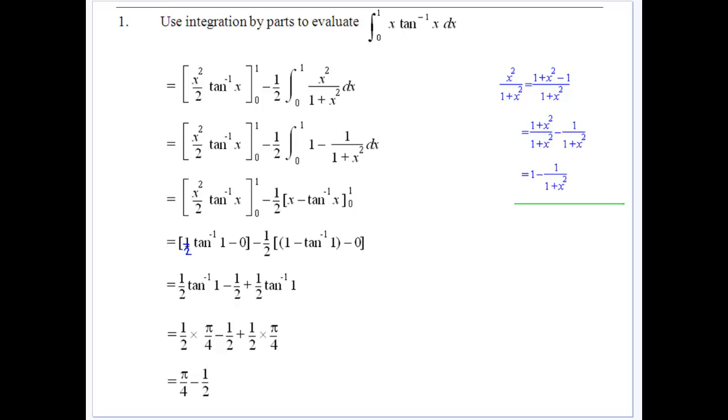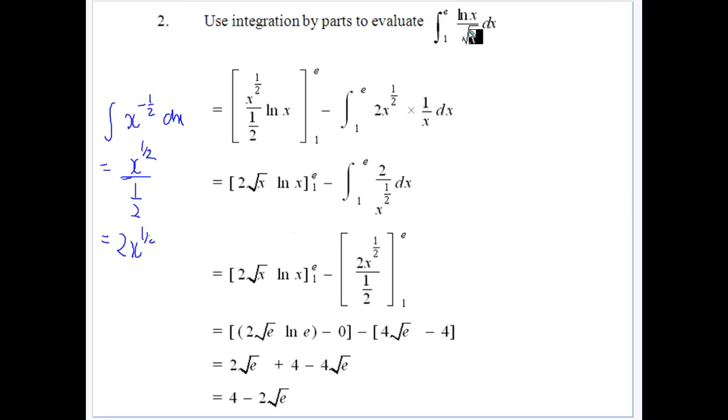This time with from 1 to e of natural log of x on the square root of x. So I've used, because I can't integrate natural log of x, I've used x to the power of minus a half as the function. So x to the power of minus a half, integrating that gives us the 2x to the power of a half, or 2 square root of x. Natural log of x between 1 and e, left the second.